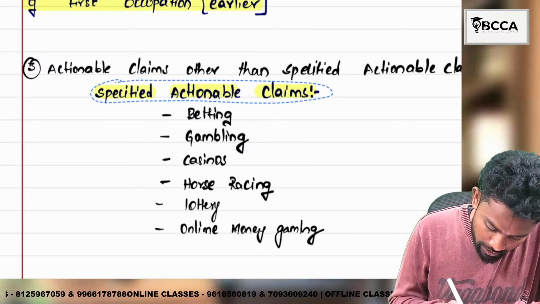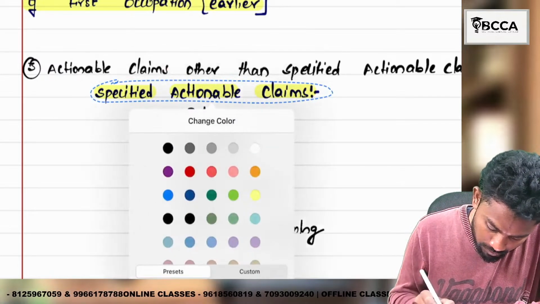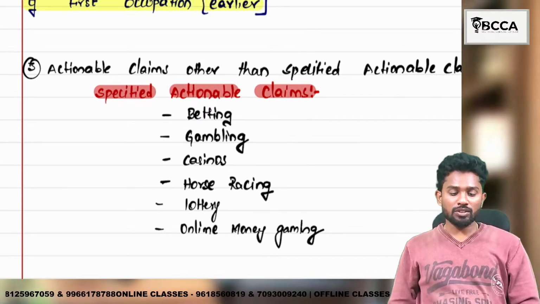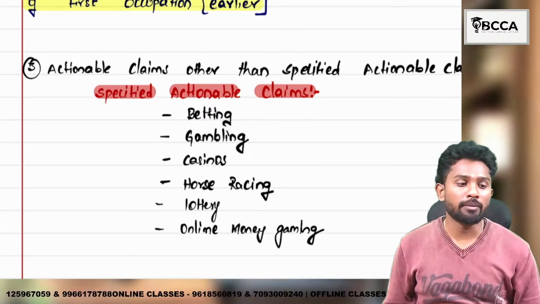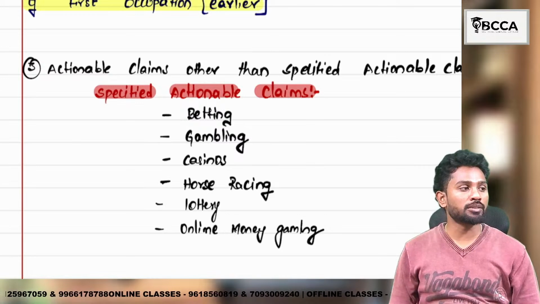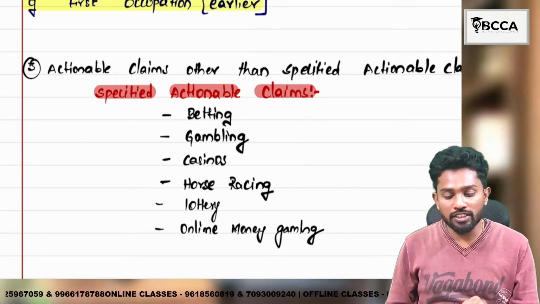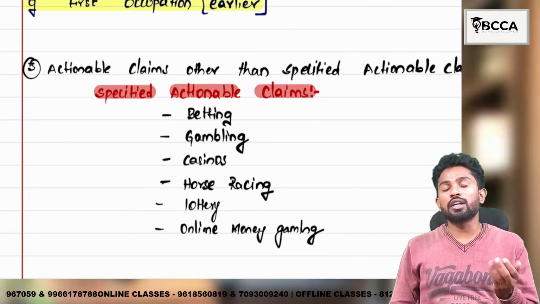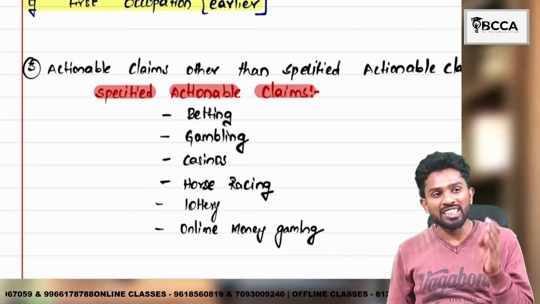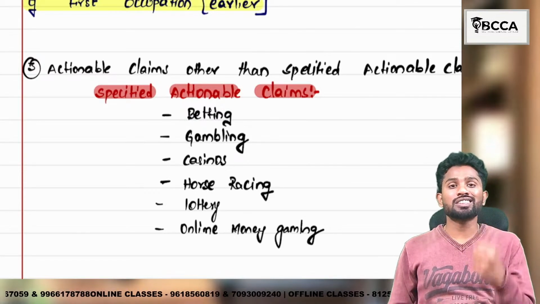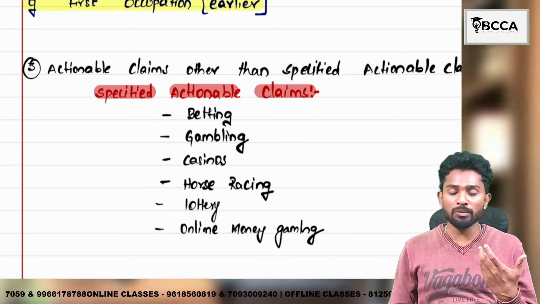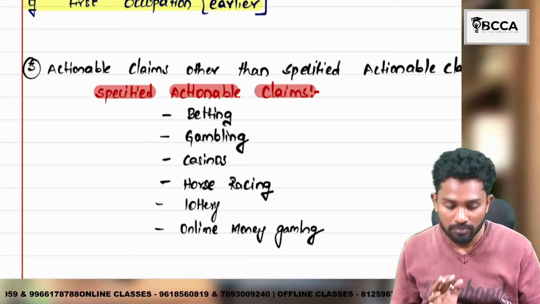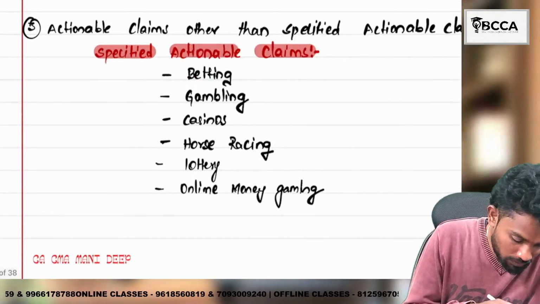Okay, specified actionable claims, what? Betting, gambling, casinos, horse racing, lottery, online money gaming. These are called specified actionable claims. If it is a specified actionable claim, then it is a supply only. Other than specified actionable claims, such as bills of exchange, check, deed, promissory note, such kinds of actionable claims are not a supply. Then fourth one.